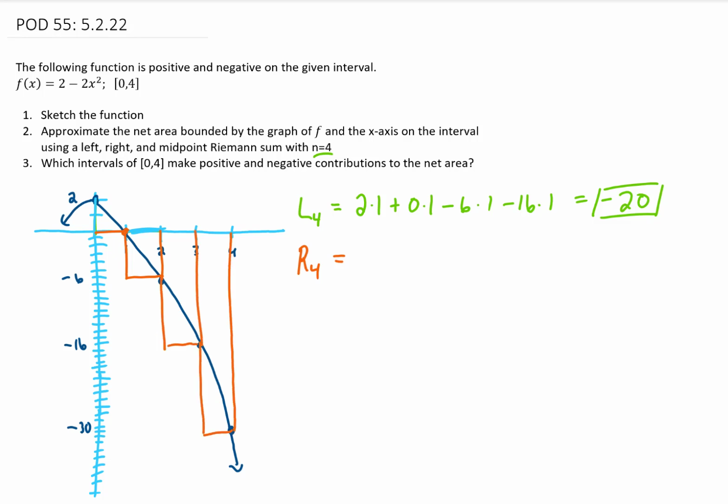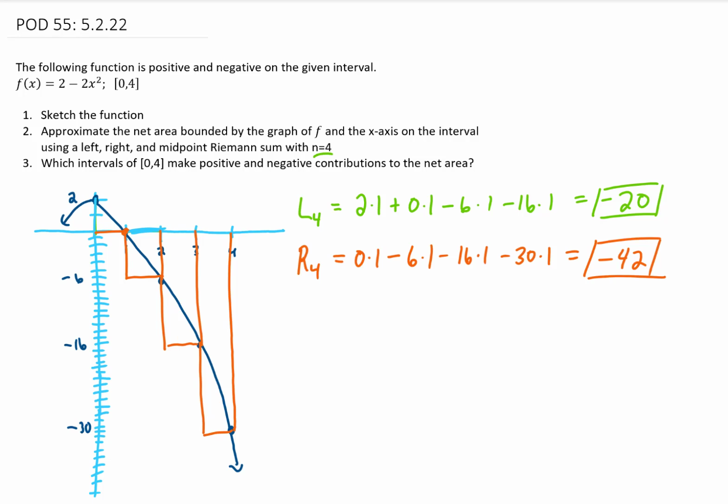So with our right Riemann sum, our first rectangle has a height of 0 and a width of 1. Our second rectangle is below the x-axis, so we're going to count it as negative. It has a height of negative 6 and a width of 1. Our third rectangle has a height of negative 16 and a width of 1. And our fourth rectangle has a height of negative 30 and a width of 1. Adding all of the areas of those 4 rectangles up gives us a net area of negative 42.